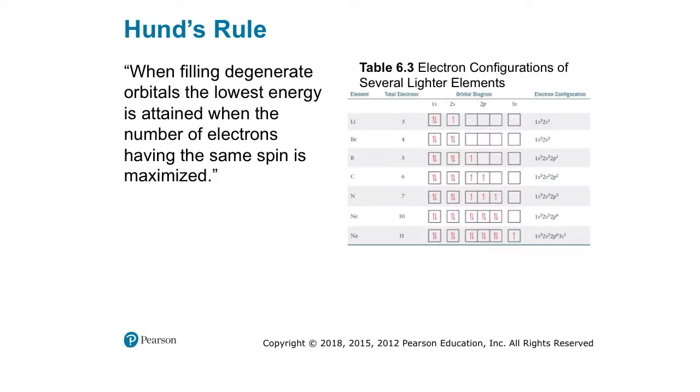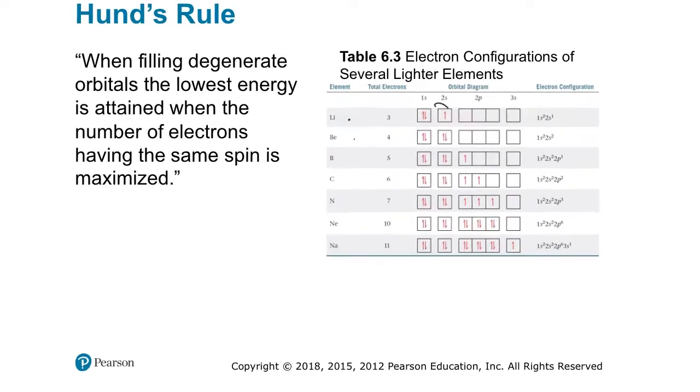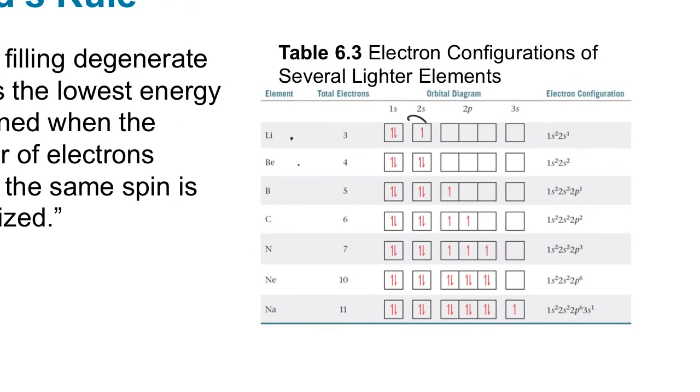So Hund's rule says when filling degenerate orbitals, that means orbitals that are equal in energy, the lowest energy is attained when the number of electrons having the same spin is maximized. This is best explained if we think about going from lithium to beryllium, perhaps. So that's going from a 2s1, let me zoom in a little bit on this, to a 2s2, so we just have one unpaired electron for lithium, two for beryllium.